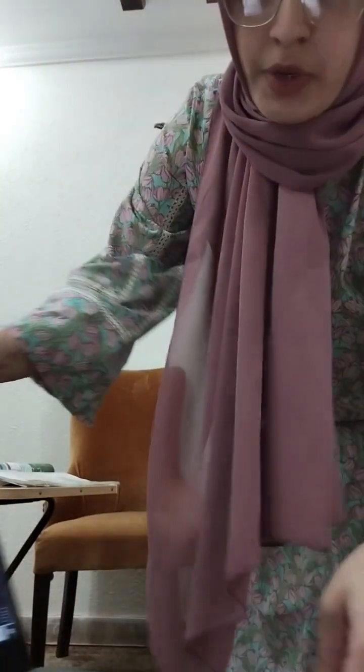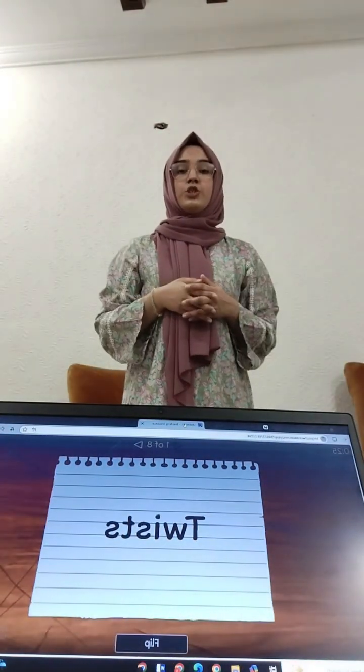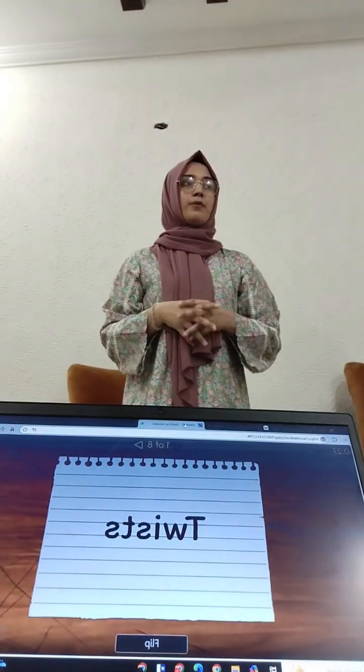So now there are some words that we discussed earlier, the day before. I'm going to have a little quiz through flashcards where you're going to guess the word and we'll flip the card to see if you got the word right. My first word over here is twists. The word is twists. How many of you can guess the word?